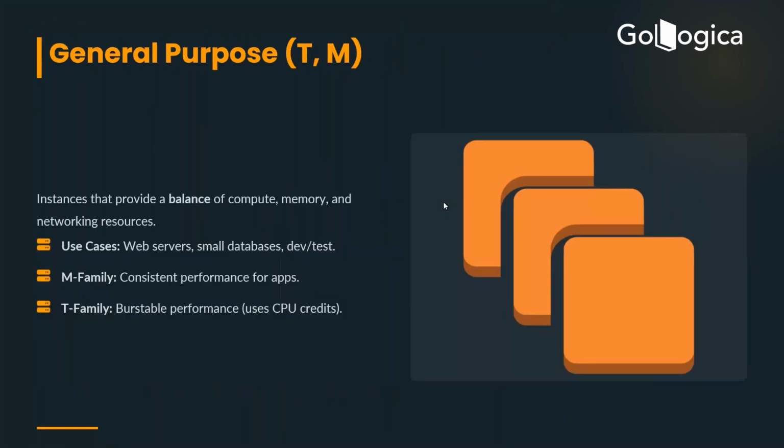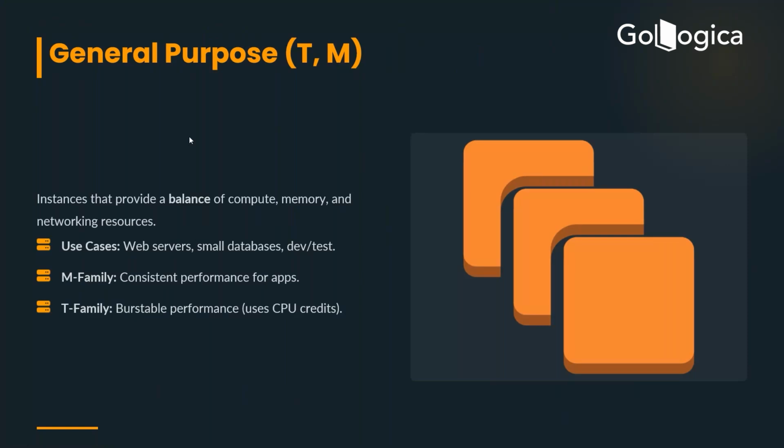So then coming to general purpose, generally we have T and M. So these are instances that provide a balance of compute, memory, and network resources.